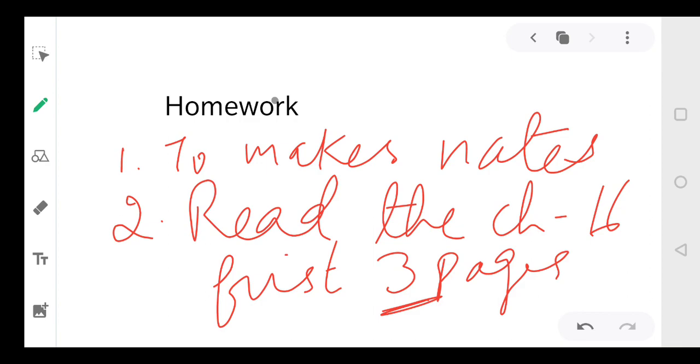And dear students, it is my humble request that we know that we are in the houses because of the COVID-19, and it might be possible that you do not have your books with you. So dear, you can download the NCERT app from your Play Store and you can download the chapter number 16 and you can read. If you have a printer at home, you can take out the printouts, right? And maintain a separate notebook for biology.